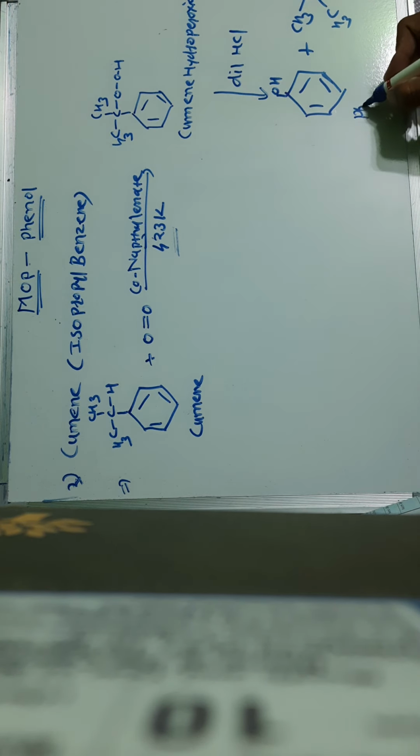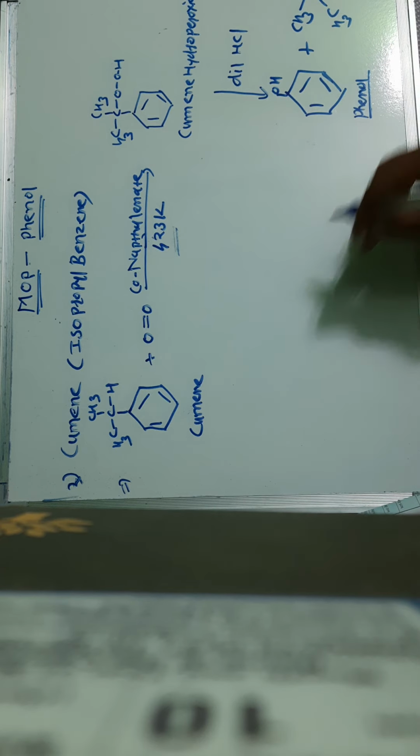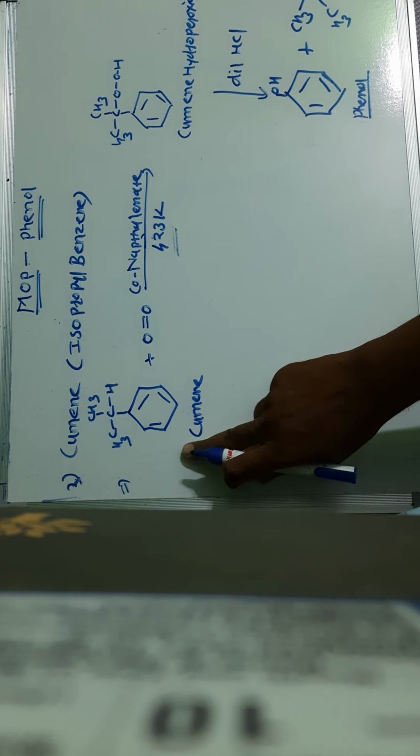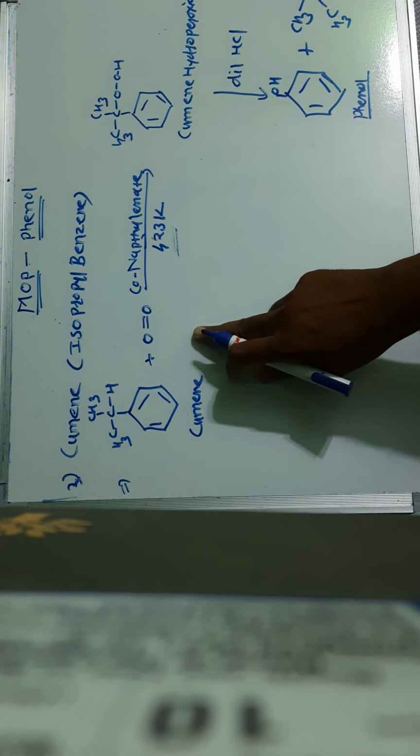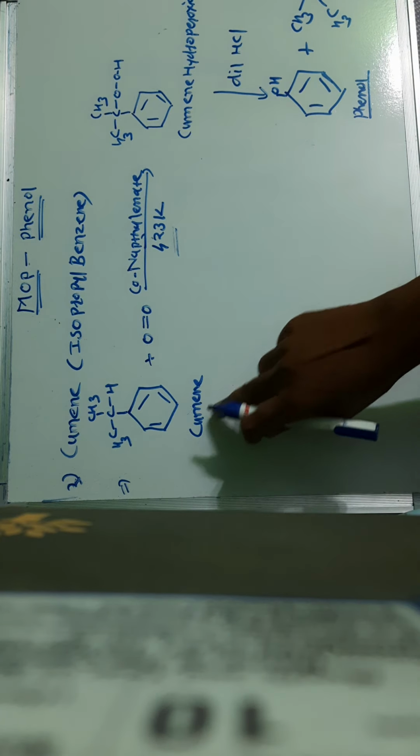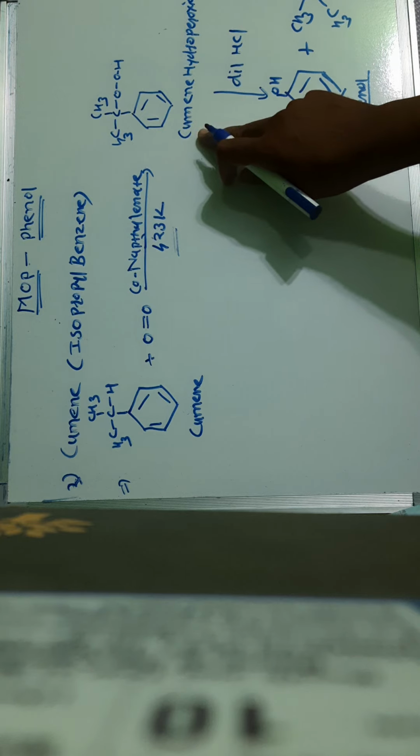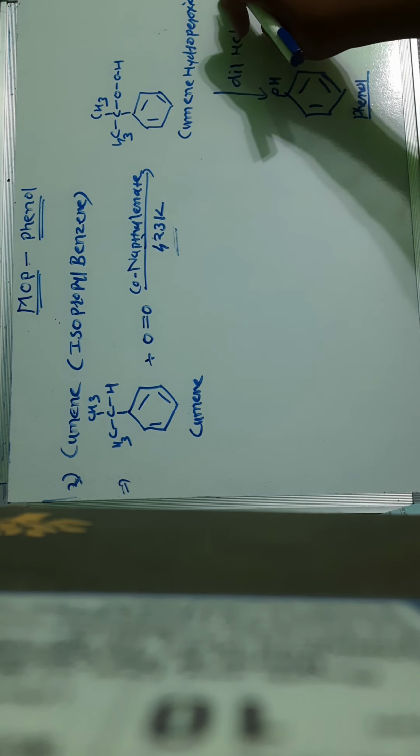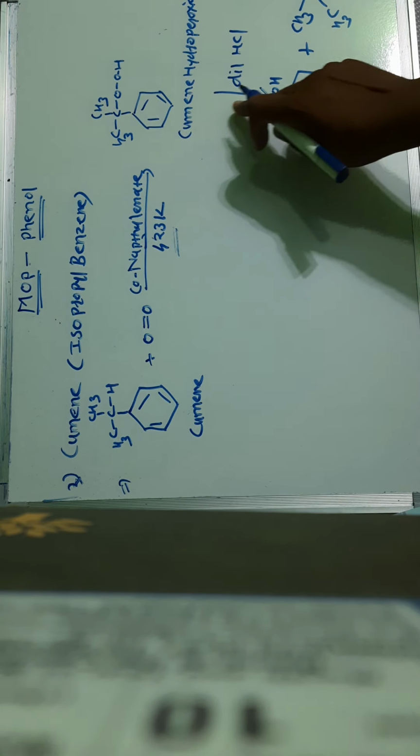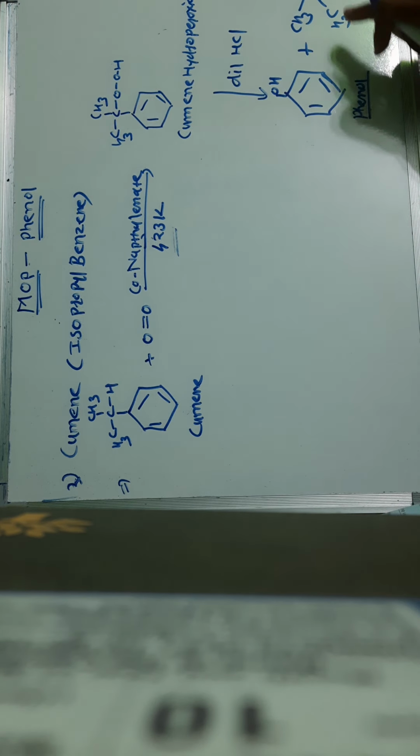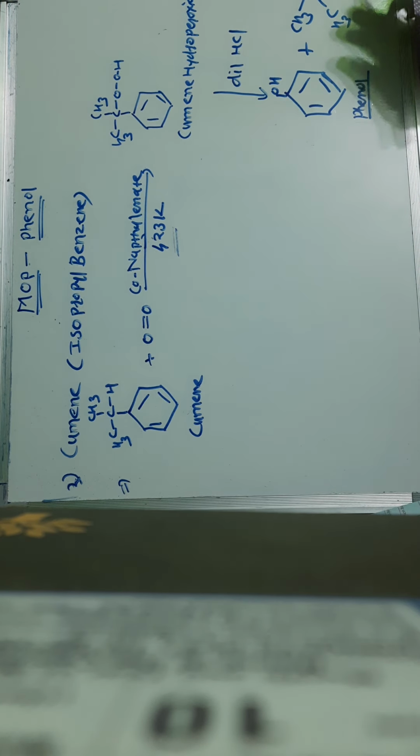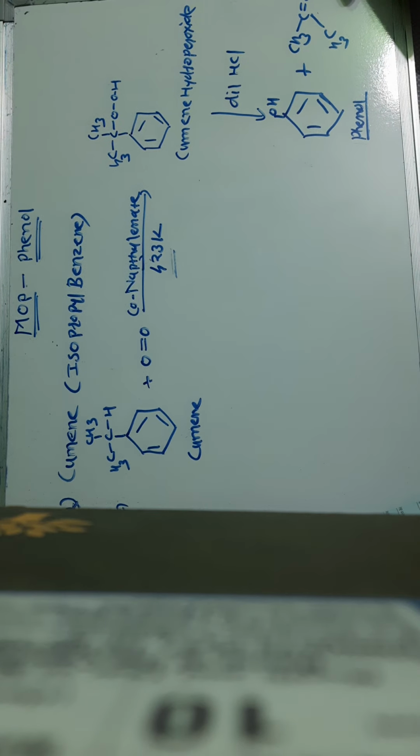In this way we can prepare phenol by using cumene, that is isopropyl benzene, by a two-step mechanism. When cumene reacts with O2, oxygen gas, first we get cumene hydroperoxide as the intermediate, and when it is acidified with dilute HCl, we get phenol and acetone, that is a ketone.